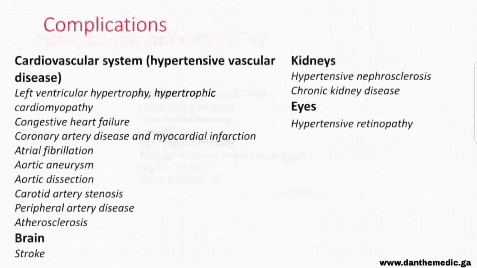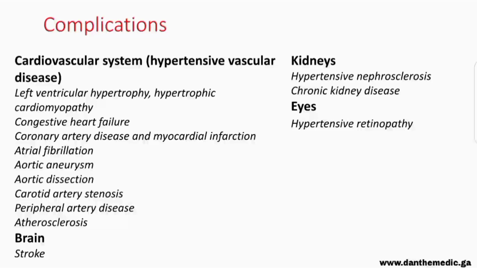So the complications of hypertension are divided into different systems. Due to hypertension, some cardiovascular defects can occur. The cardiovascular defects include left ventricular hypertrophy, also hypertrophic cardiomyopathy, congestive heart failure, coronary artery disease and myocardial infarction, atrial fibrillation, aortic aneurysm, aortic dissection, carotid artery stenosis, PAD or peripheral artery disease, and also atherosclerosis.